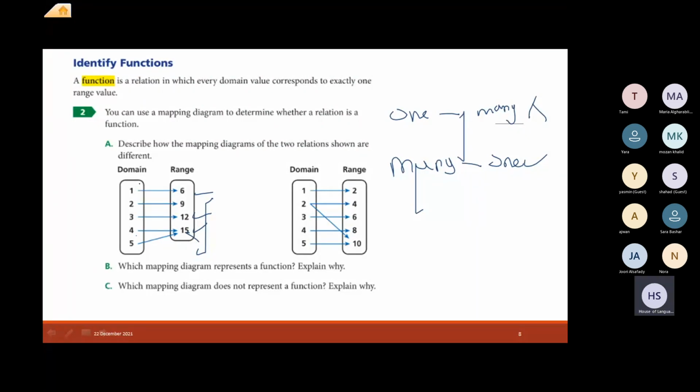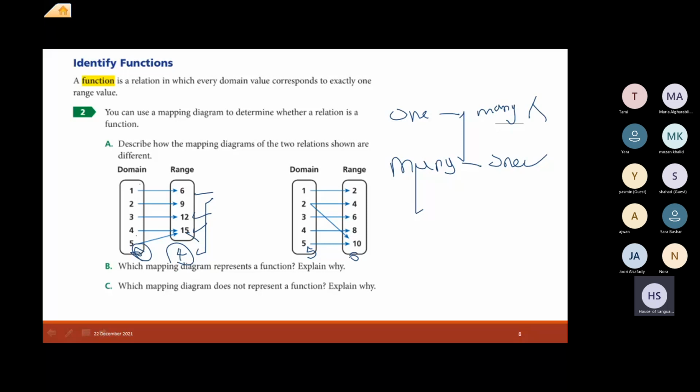How many arrows do you have? 5. 1, 2, 3, 4, 5. And here, 4. So they are many to 1. It works. The second one, how many arrows here go out? 5. And here there are 6.